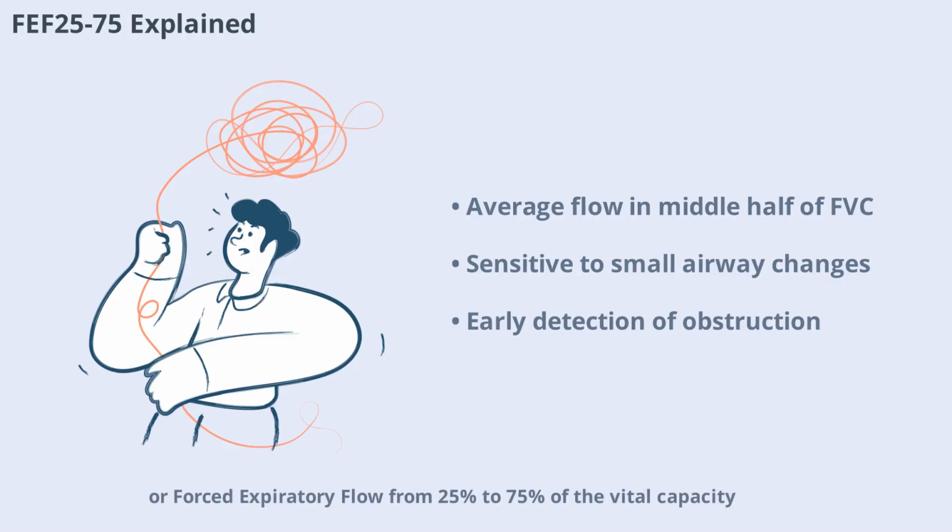FEF 25-75, or forced expiratory flow from 25% to 75% of the vital capacity, is the average flow rate during the middle half of the forced expiratory maneuver. This measure is more sensitive to changes in the smaller airways and can help detect early obstructive changes before FEV1 is affected.